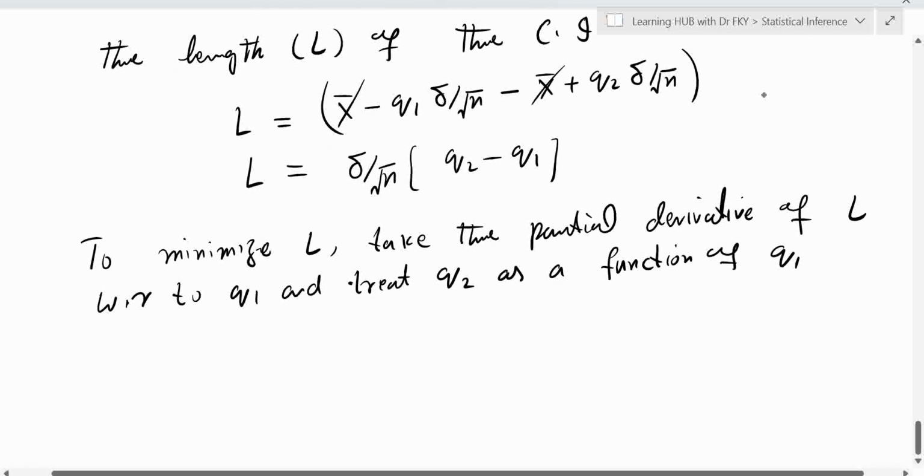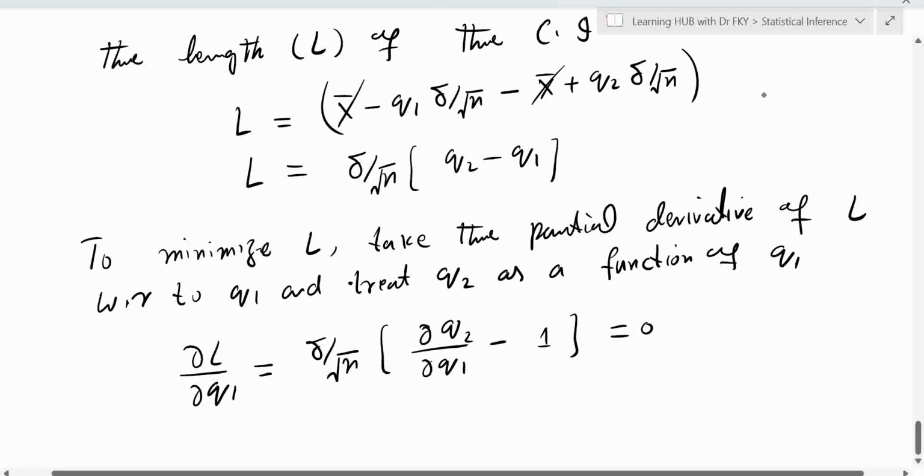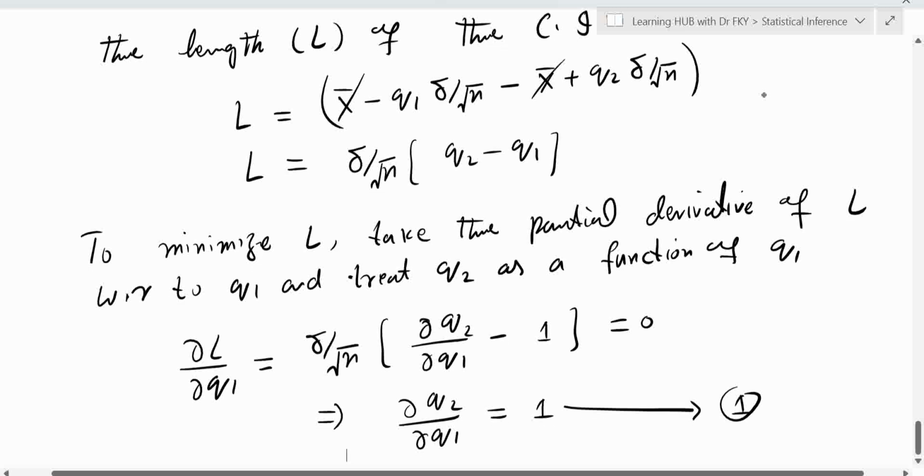So then this is equal to sigma divided by n, and partial derivative of q2 with respect to q1 minus 1, which is equal to 0. This means that partial derivative of q2 with respect to q1 is equal to 1. So this is equation 1 in this case.